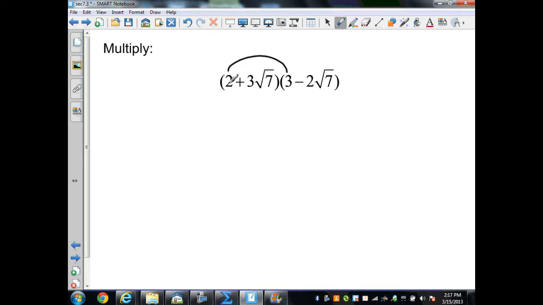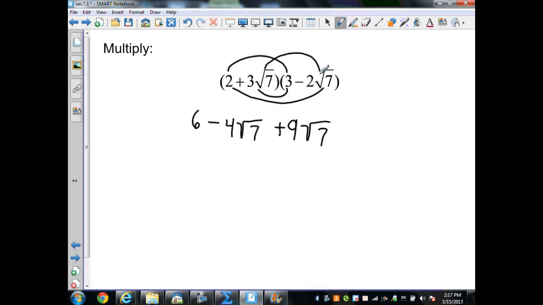First, 2 times 3 is 6. Outer is a negative 4 square roots of 7. Inner is a positive 9 square roots of 7. And then my last terms, which is going to be a negative 6 square roots of 49.